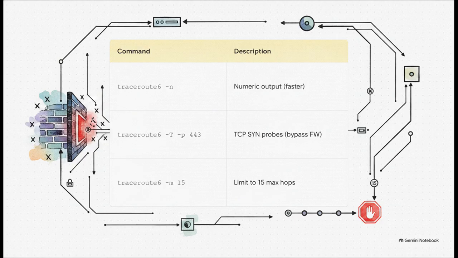A lot of strict firewalls aggressively block ICMP packets, which means a standard trace just spits back a wall of useless asterisks. By using the -T flag to send TCP SYN probes on port 443, you disguise your trace as standard web traffic. It basically sneaks past those firewalls and lets you map the actual path.